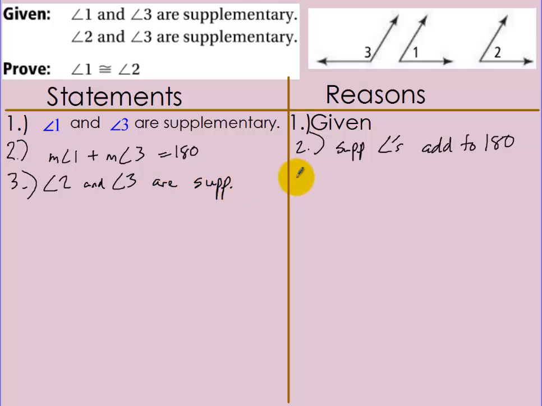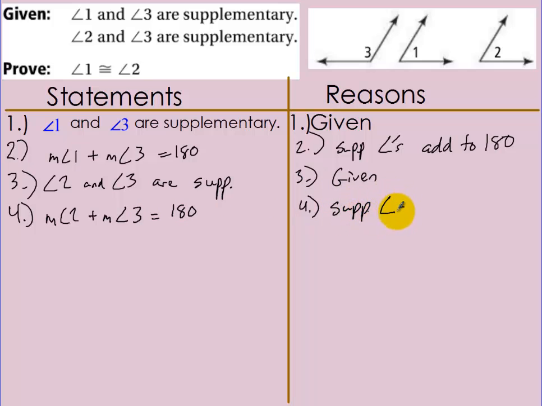I'm going to start abbreviating. And I can say that because of given. And step number 4, I can say the measure of angle 2 plus the measure of angle 3 equals 180. And the same reason we gave for step number 2. You can say supplementary angles add to 180.